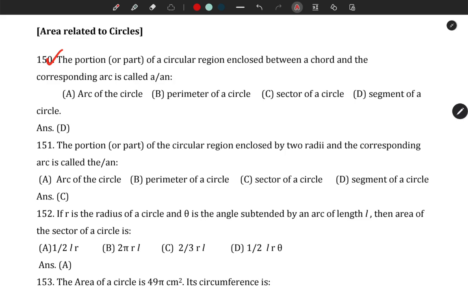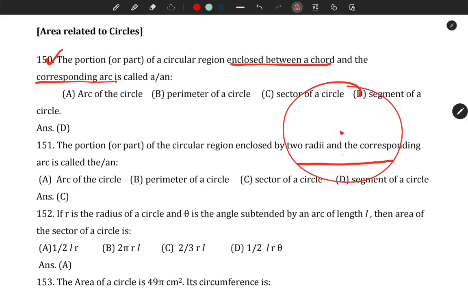Next question, the portion of a circular region enclosed between a chord and the corresponding arc. So let's draw a circle, center O, supposing a chord here, and the corresponding arc, this is the arc. So this portion enclosed between a chord and an arc is called segment. This is called segment. So the correct answer is option D, segment of the circle.